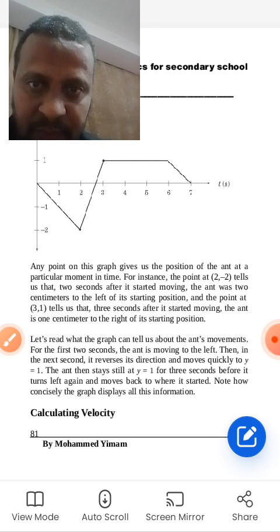So the ant stays still at. Note how consistently the graph displays all this information.